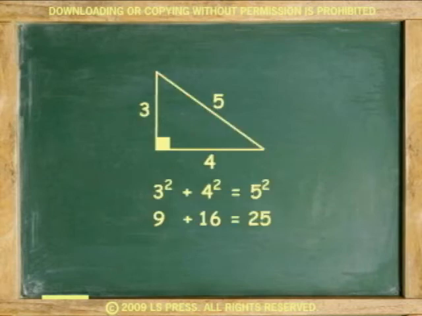In this example, 3 has been squared, so have 4 and 5. If we add before squaring them, they don't add up. Once squared, however, 3 is 9 and 4 is 16, the sum is 25, which is 5 squared. The Pythagorean theorem is very valuable.